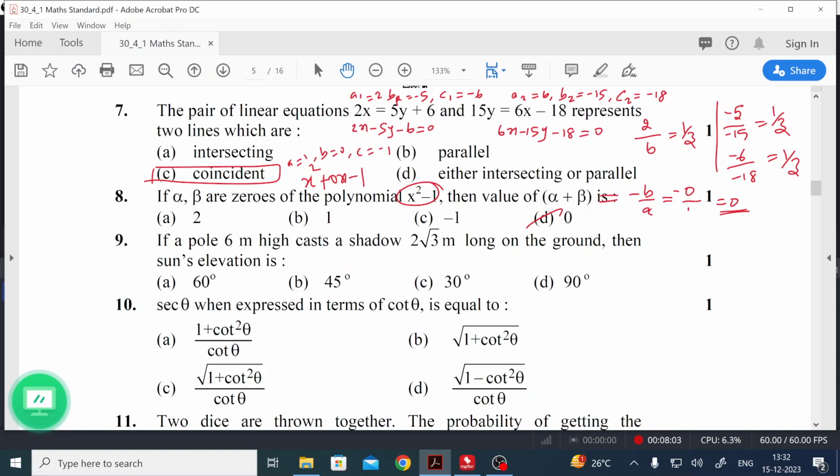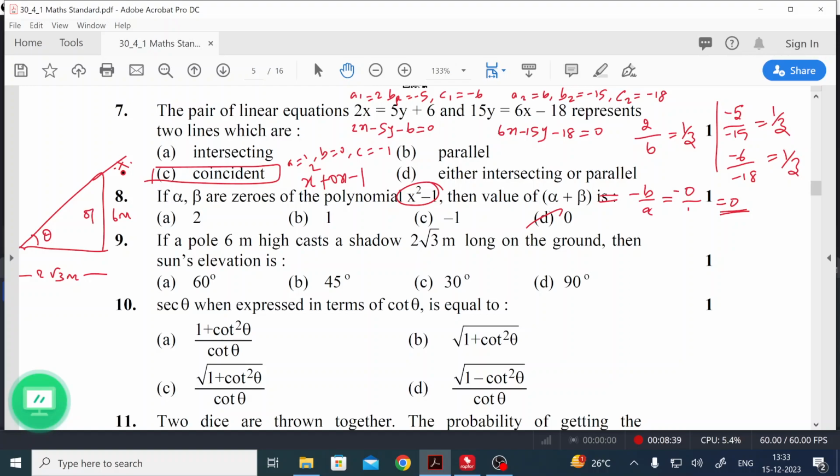If a pole 6 meter high casts a shadow, like that they have given. Okay, I am taking one pole. Right. A pole 6 meter high. There is a pole, it's 6 meter high. It casts a shadow. Okay, I am taking the sun is here like that. Then 2 root 3 meter shadow I am taking from here to here, long on the ground. Then sun elevation, that means the theta. Sun is going here. The sun's elevation, theta they are asking.